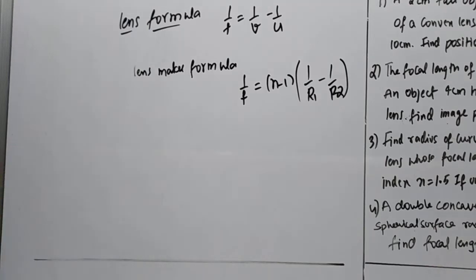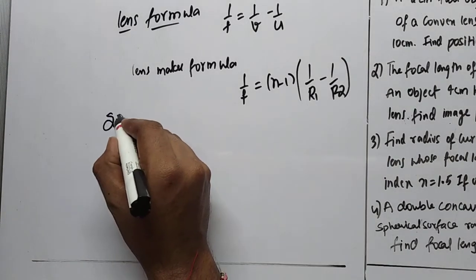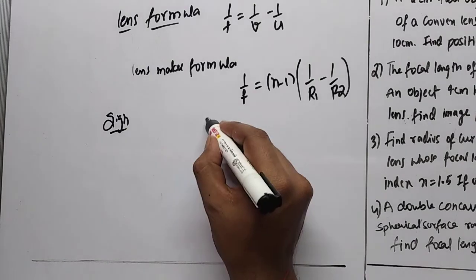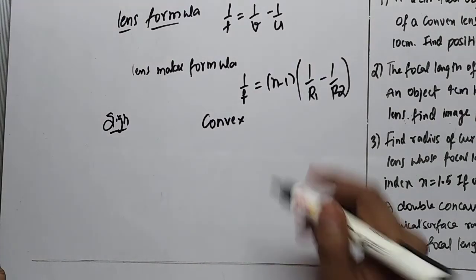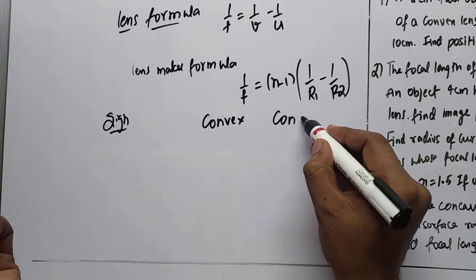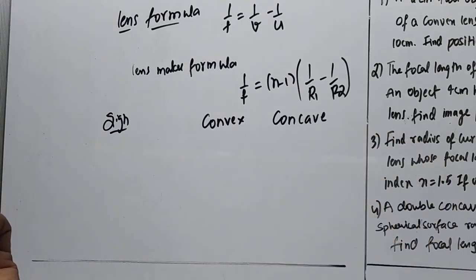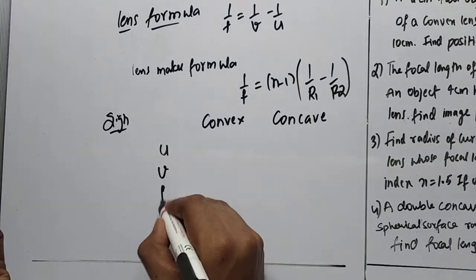Next, we have a look at the sign convention rules. The sign convention rules are the same as what you learned in the first chapter. All distances will be measured from the pole. Distance measured in the direction of the incident ray is taken as positive. Whenever you measure in the direction opposite to the incident ray, you have to take it as negative. And whenever an object or image lies above the principal axis, we take it as positive. If it lies below the principal axis, you have to take it as negative.